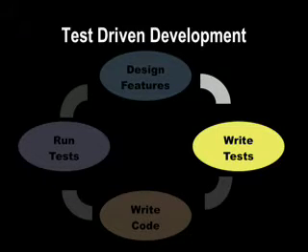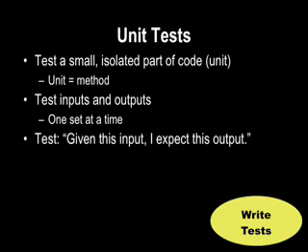So we'll move into the writing test phase. And this is where we're talking about unit tests. Basically, unit tests are designed to test a very small part of your code, aka a unit. And as far as object-oriented programming is concerned, units are typically equivalent to methods. So you want to be writing tests that are testing out your individual methods.